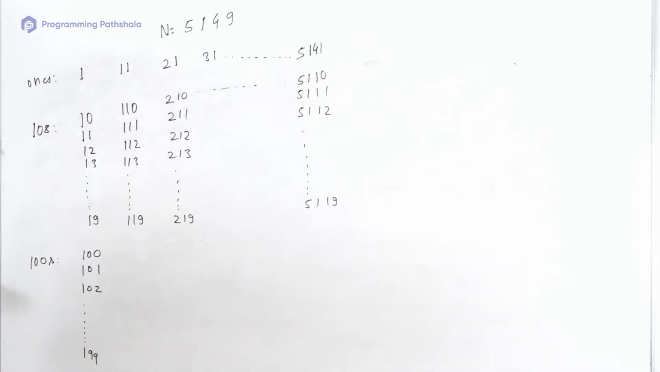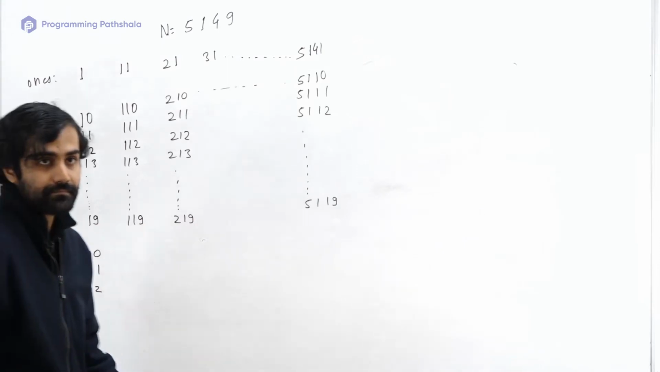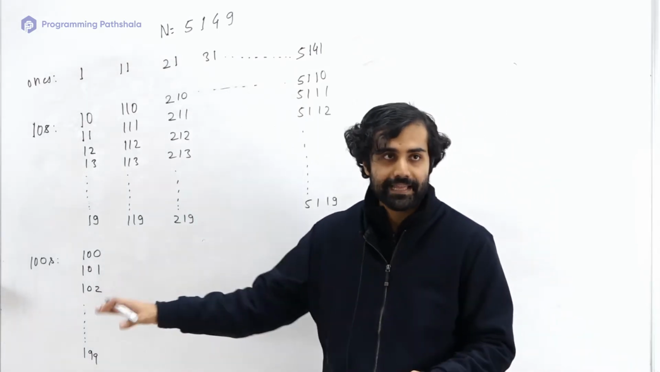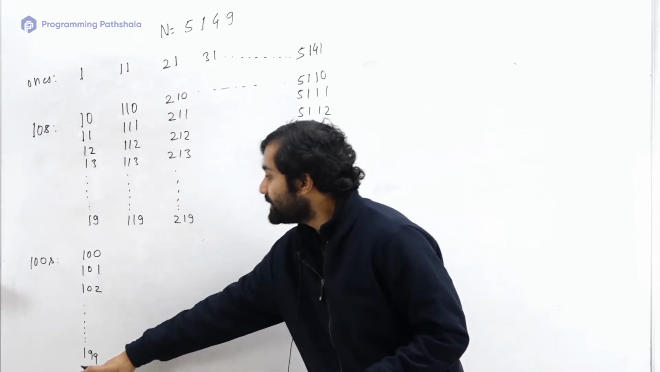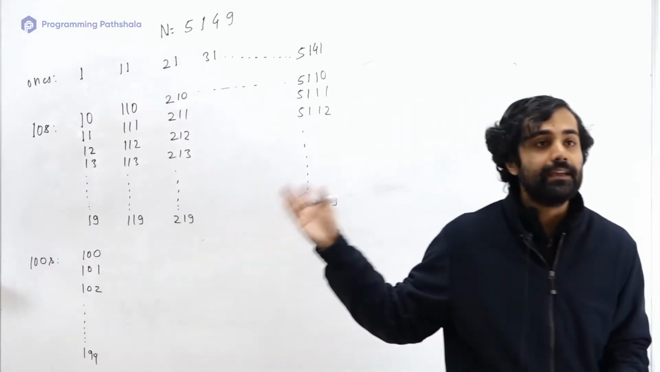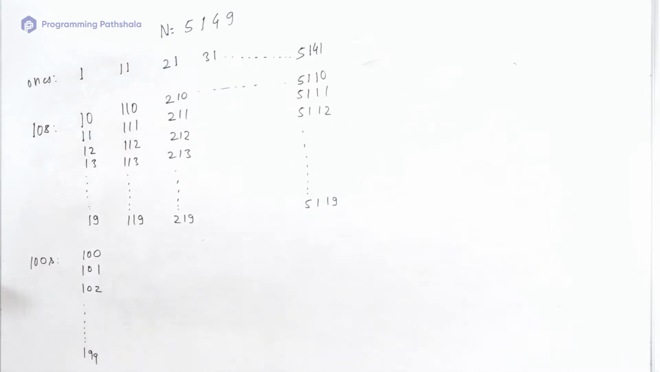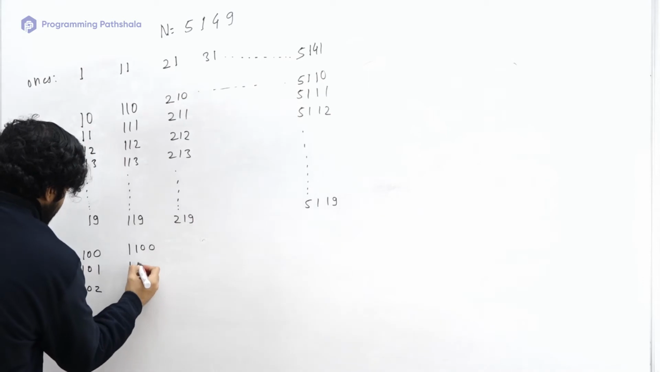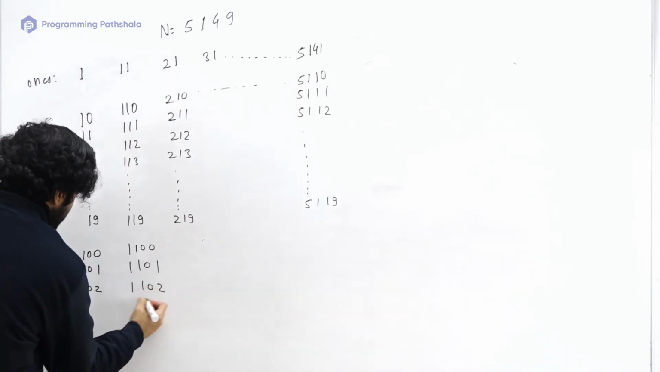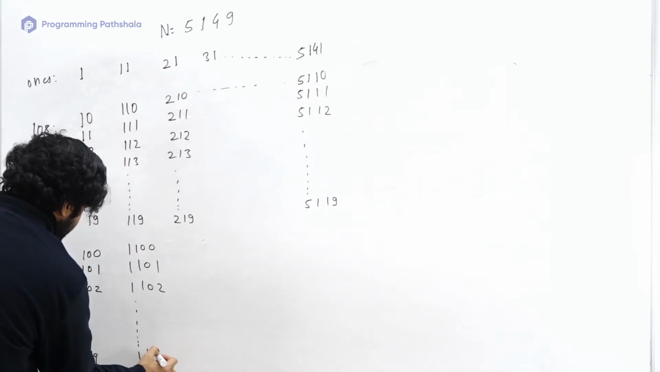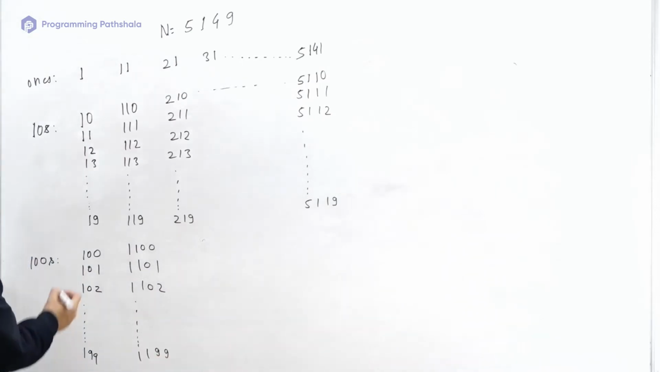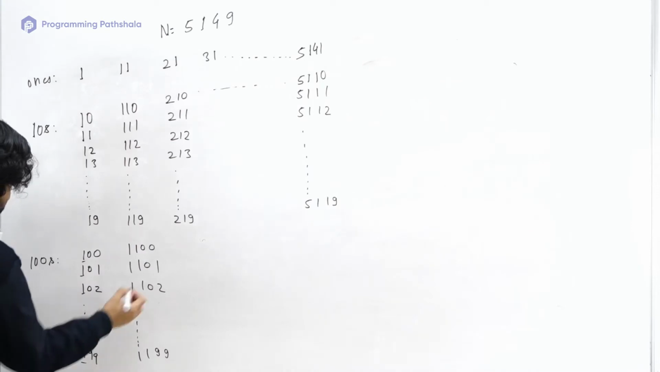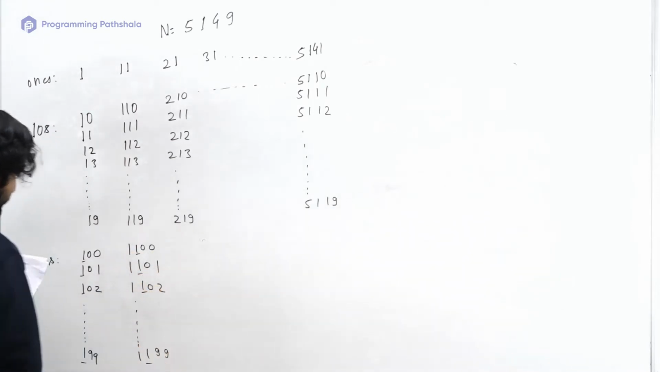After 199 you will get 200, so then you do not have 1 at the hundreds place value. Can you tell me what will be the next number higher than 199 and having a 1 at that position? It will be 1100. Is that clear? So it will be 1100, and after that you will have 1101, 1102, and it will go on till 1199. You can see that this is 11 everywhere. Here also you can see this is 11 everywhere, right?